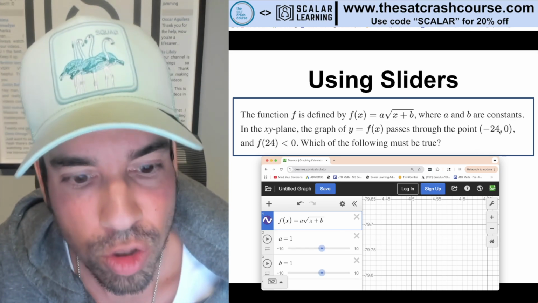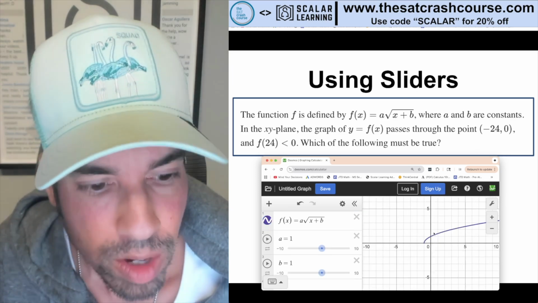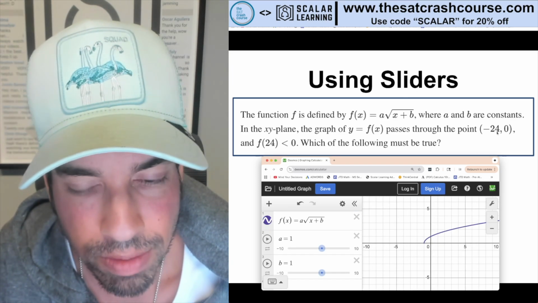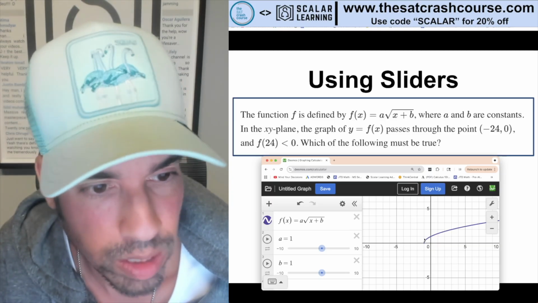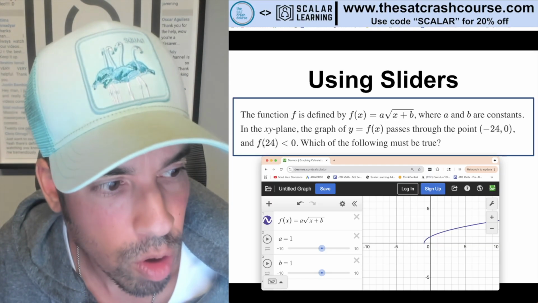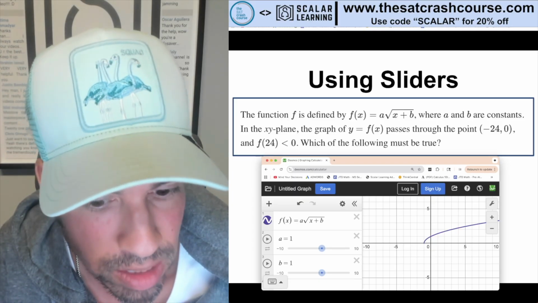Now, we're going to use sliders to figure out what these values are based on what they gave us. So first of all, they said it has to go through the point negative 24, 0. And they're also saying that f of 24 has to be negative.